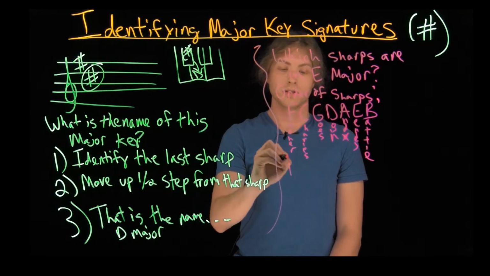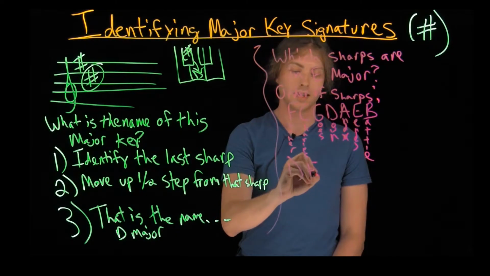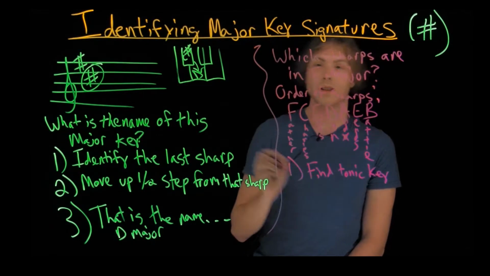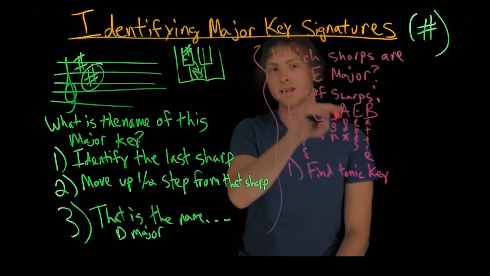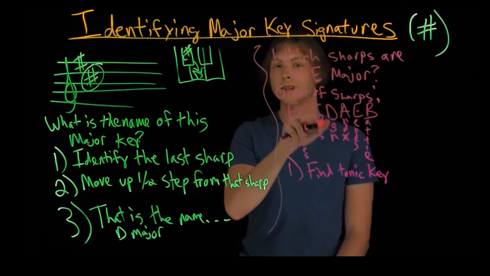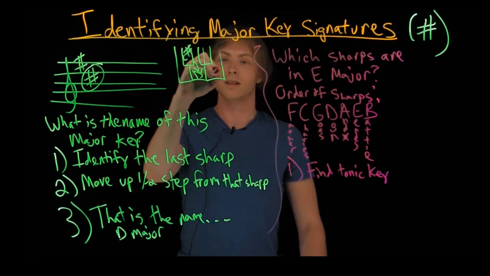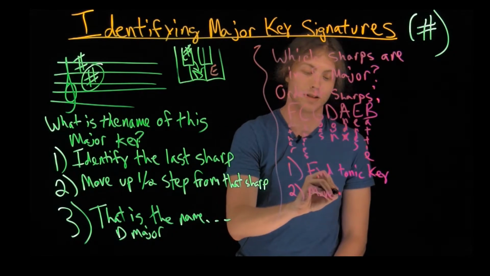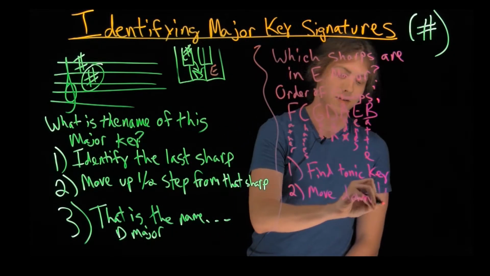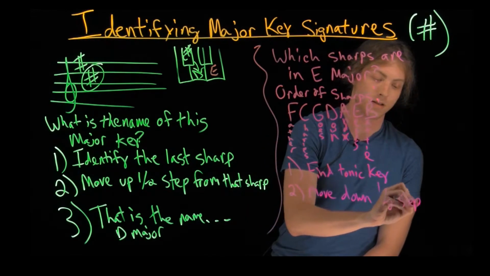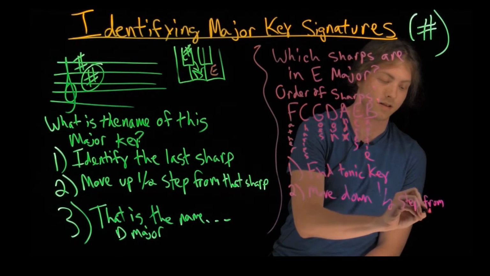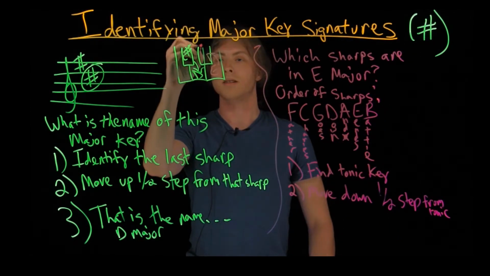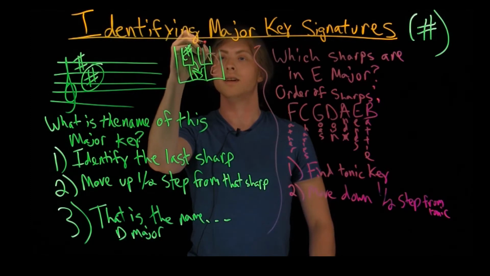We're going to first find the tonic key. And the tonic key is the note that the key is named after. So the tonic key in this case is E. That's right here. And 2, we're going to move down a half step from the tonic. So I'll draw an arrow. We're going to move down a half step, and that lands us on D sharp.